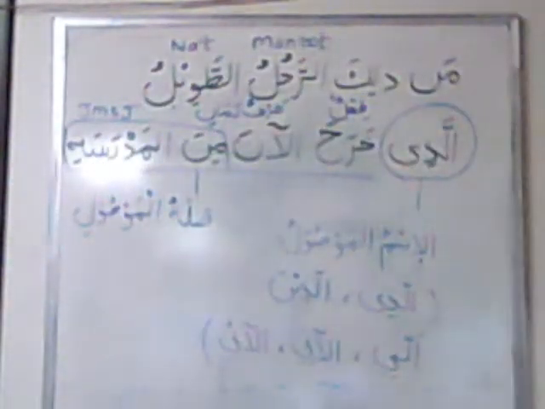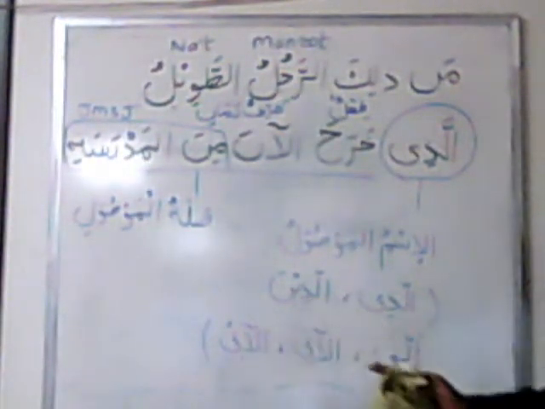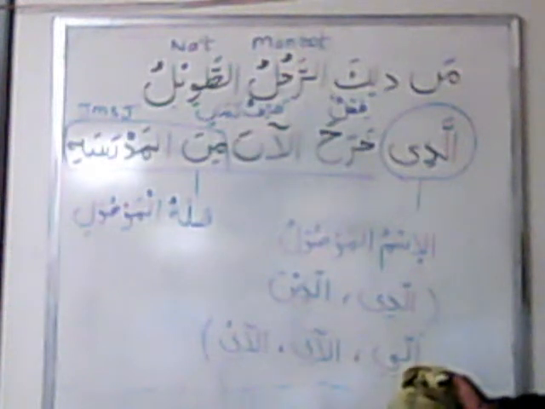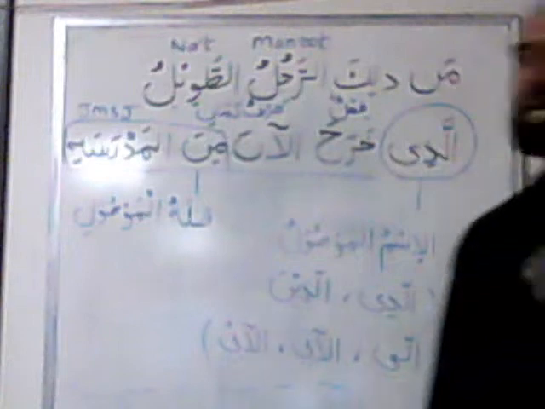So alladhi is masculine, singular, and then alladhina is masculine, plural. And then allati is feminine, singular. Both allati and allai are feminine plurals.